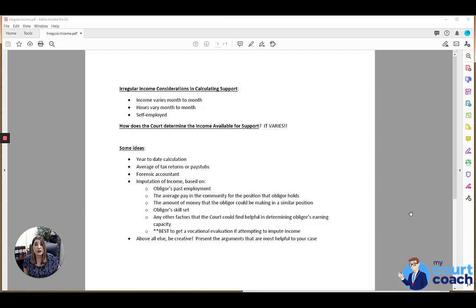Above all else, when you're asking the court to impute income, be creative. Present whatever arguments are most helpful to your case. If you have 5 years of a party's tax returns, but only the 3 most recent years are really helpful to you, in other words, that's when they made the most money, then that's the information that should be presented. Let the other side provide the 5-year average.